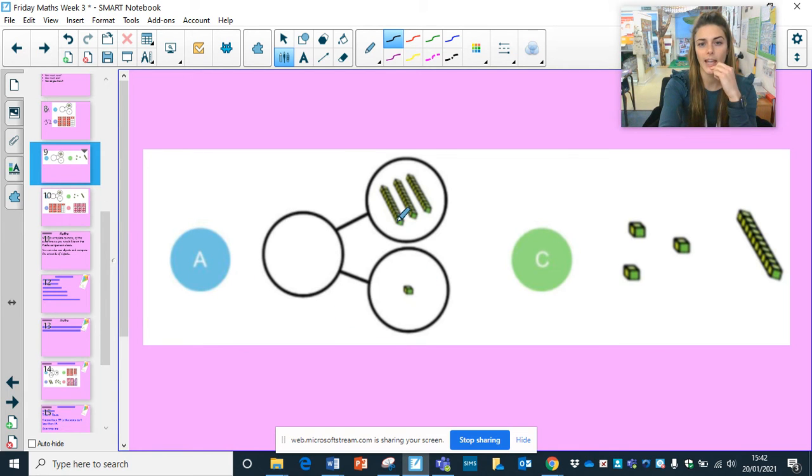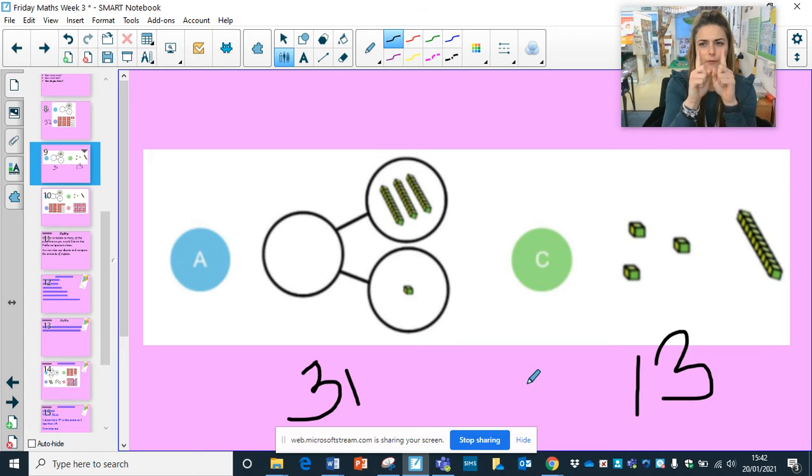Okay, so again, we need to count. So we've got 10, 20, 30, 31. So we can write that there. Excuse my writing again. And then here we've got 10, 11, 12, 13. Okay. So again, which one has more, which one has less, and how many more?